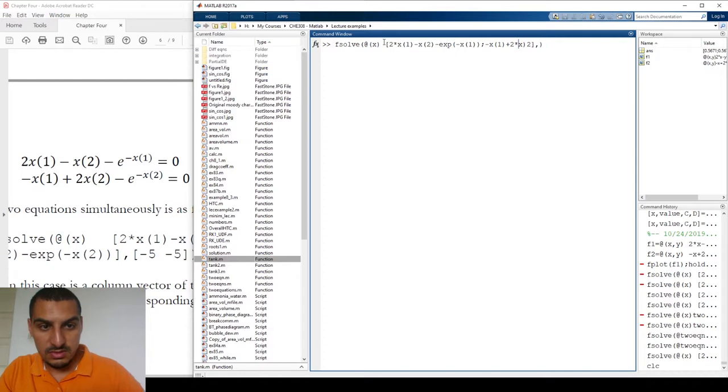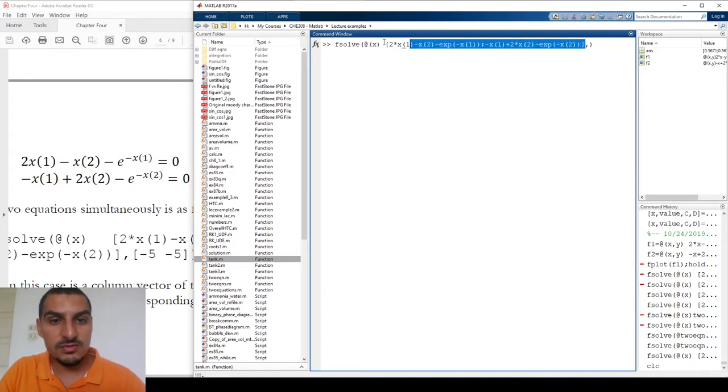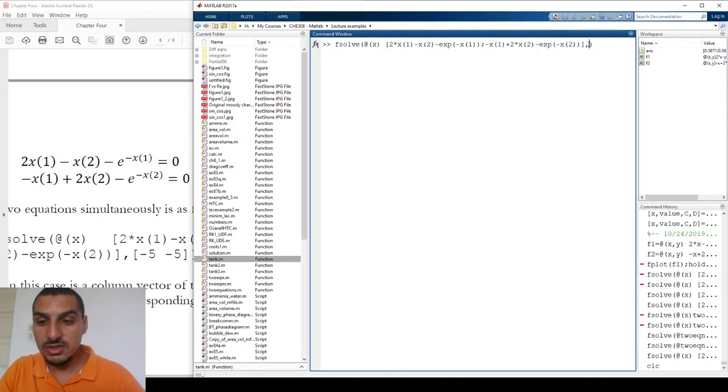minus exponential of minus x2. So this is the part where we put the equations. It's very similar to before, but the only difference is that the equations are written in one variable, or I mean one matrix, with 2 variables, x1 and x2.